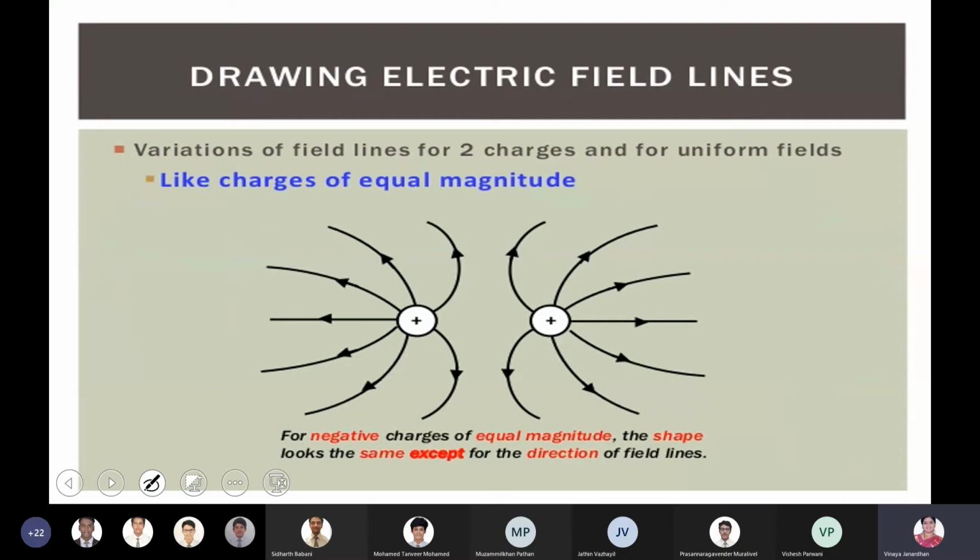Fine, like charges of equal magnitude. Have you completed this? Then I'll go for the next one. Yes, ma'am.